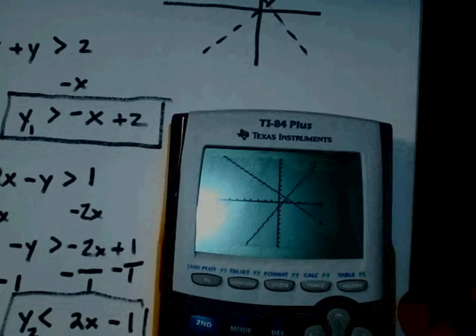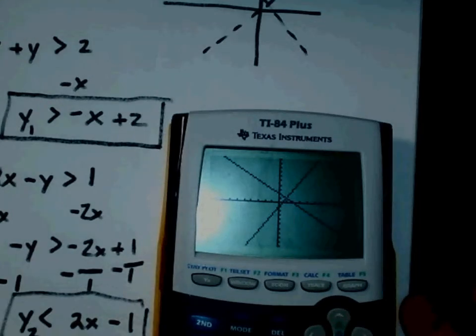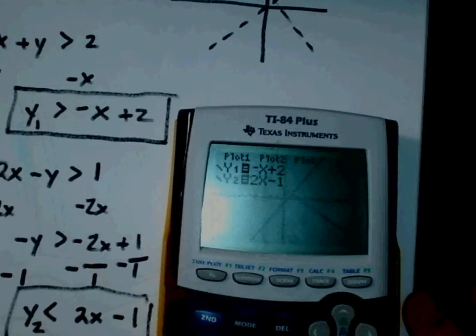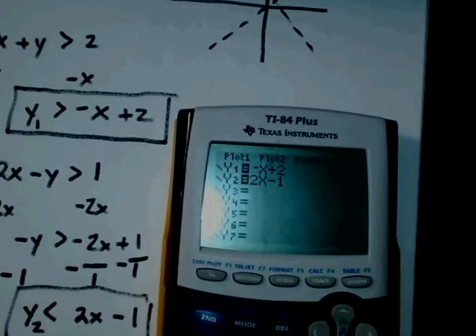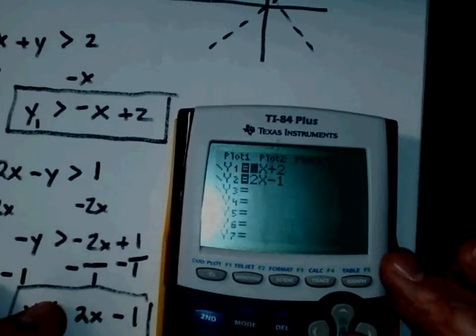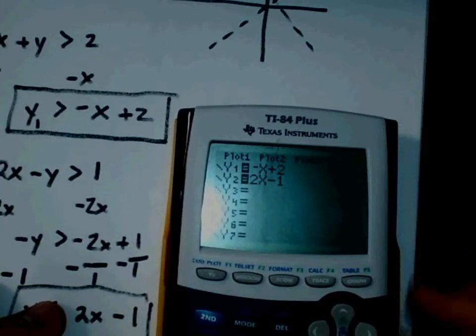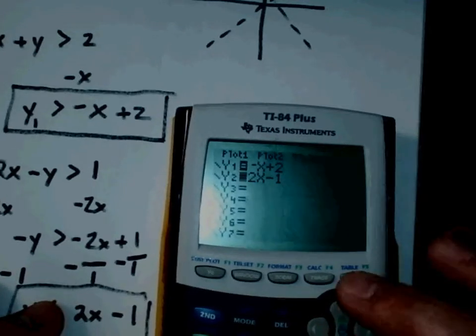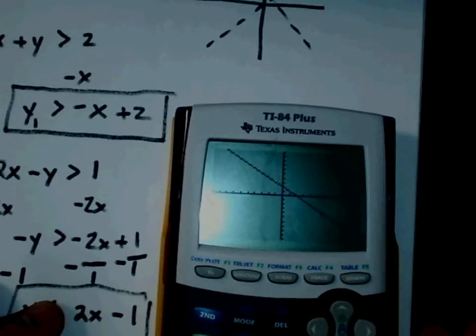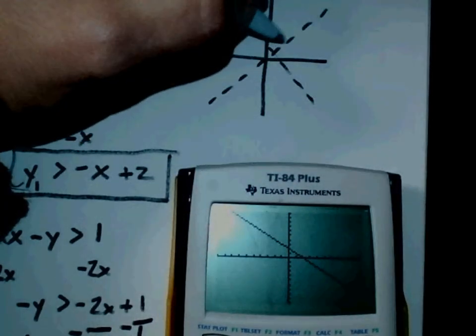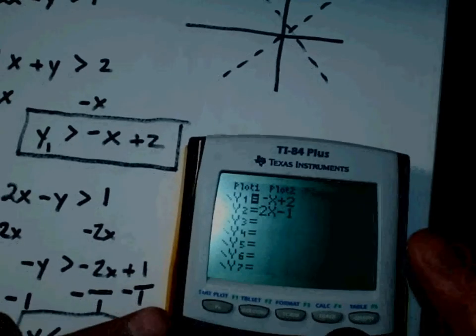All right? And so now I need to know which way to shade. So the top one is greater than. In my y equals, I want to know which one that is. So I'm going to turn this off by hitting enter, hit graph. So it's that line right there, and it's going to be shaded which direction, since it's greater than? Above it. Okay, so it's going to be shaded up.